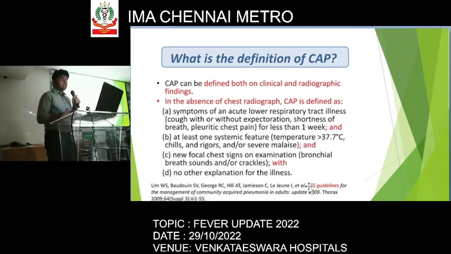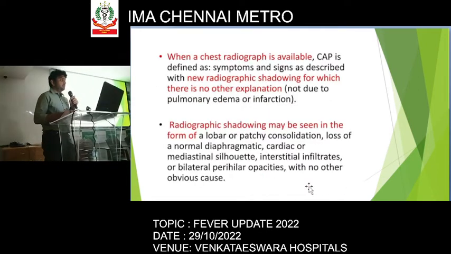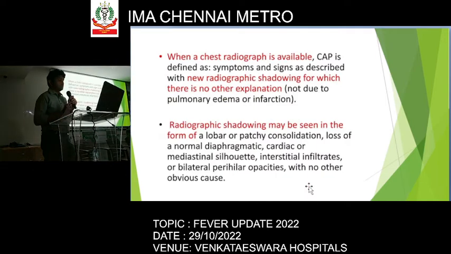When a patient presents with a chest radiograph along with the clinical symptoms, the radiological pattern of pneumonia, or the patient should have a lobar or patchy consolidation, loss of normal diaphragmatic, cardiac or mediastinal silhouette, interstitial infiltrate, or bilateral perihilar opacities with no other obvious cause.